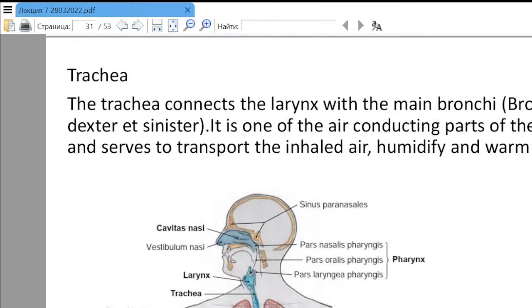Trachea. The trachea connects the larynx with the main bronchi, bronchus principalis dexter and bronchus principalis sinister. It is one of the air conducting parts of the respiratory system and serves to transport the inhaled air, humidify and warm it. What you see, trachea.